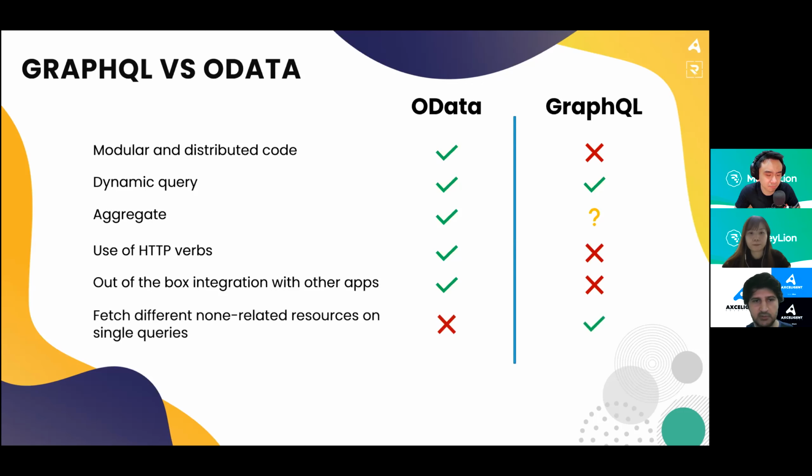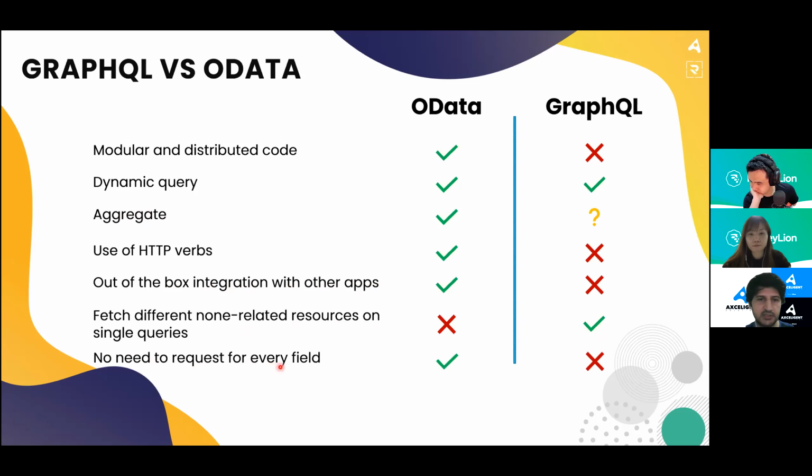And one thing that you can do in GraphQL, you cannot do in OData: you can fetch different non-related resources in a single query. You send one single request, and you get two different entities that are totally unrelated to each other. So keep in mind that GraphQL from the fetching point is going to be better. But I compare, for example, this integration with other apps and the aggregation, and to me it defeats the purpose of this single query feature of GraphQL.